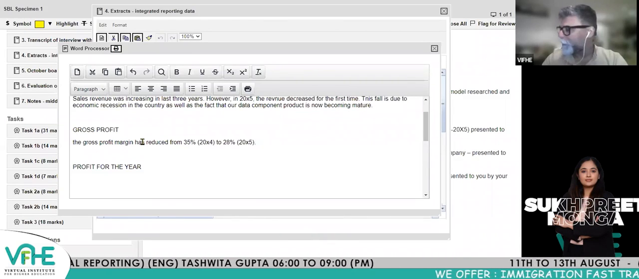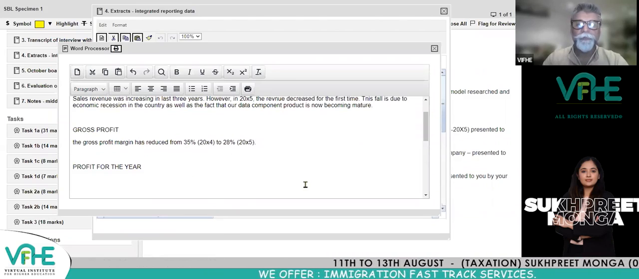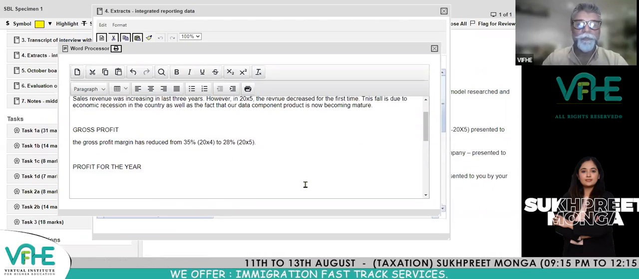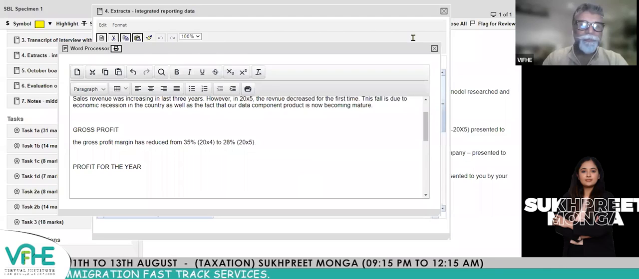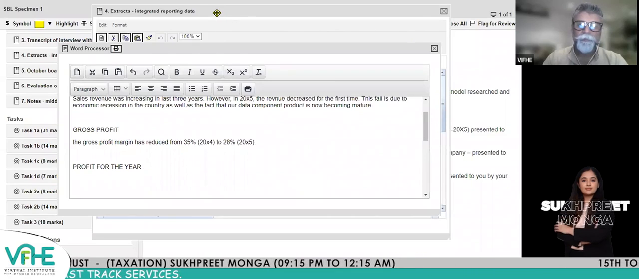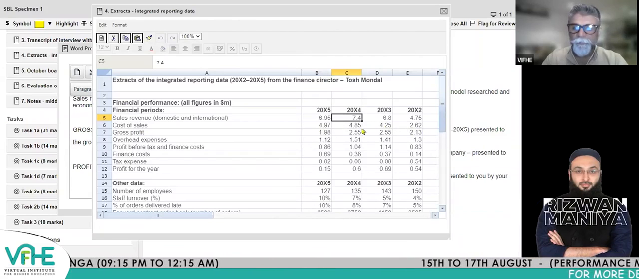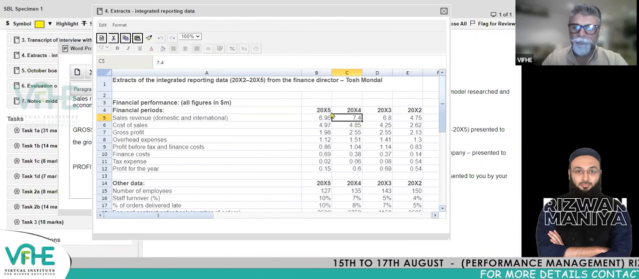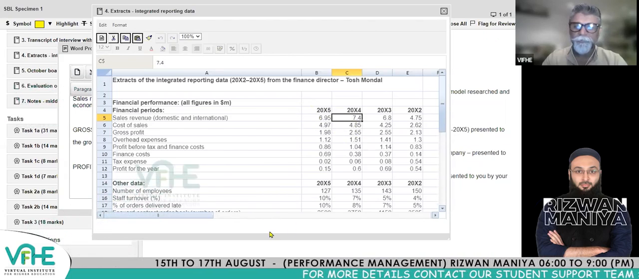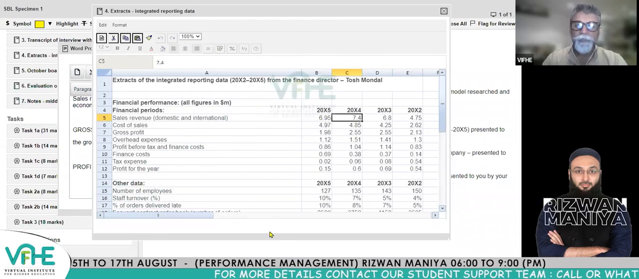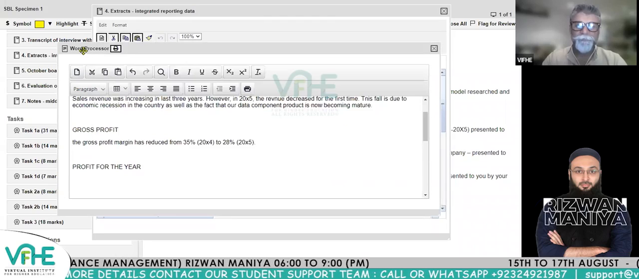Is this good or bad? Your gross profit margin percentage is decreasing. Of course it's bad. So why is it decreasing? What's happening? Is it because of cost of sales? Probably the cost of sales is not reducing in proportion to the fall in revenues. Yes. So let's explain this to the directors. Very simple.